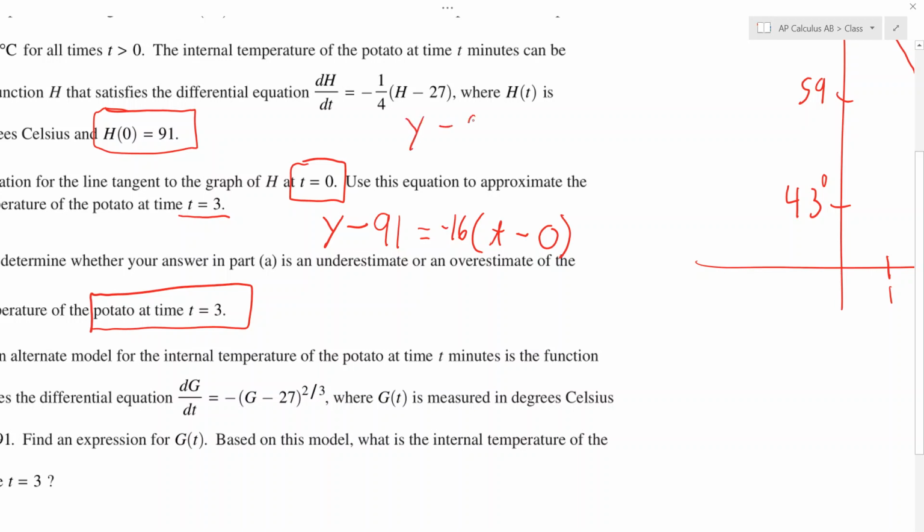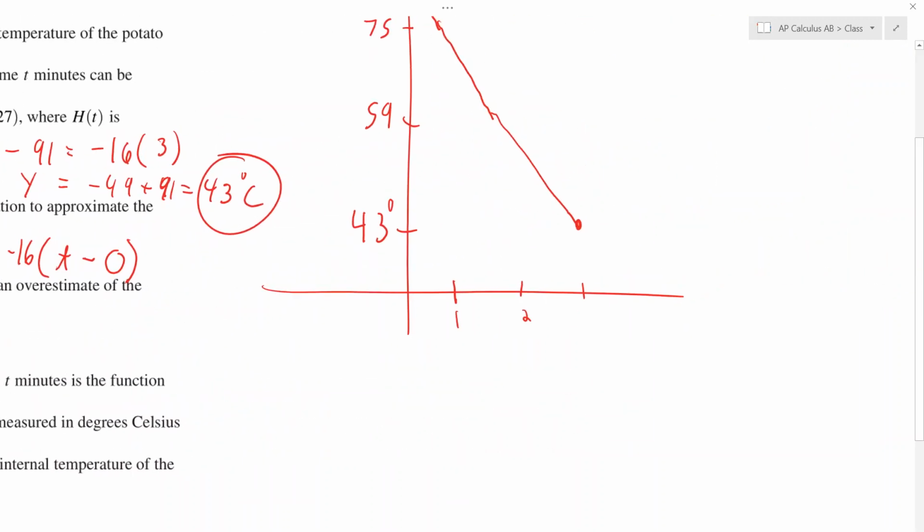I'll do it up here. If you plug 3 into this, you get negative 16 times 3. That's negative 48. You get negative 48 plus 91. And it happens to be 43 degrees Celsius. Put your units on there. Make sense? And does it make sense why that's happening? We're just moving that slope the entire time.